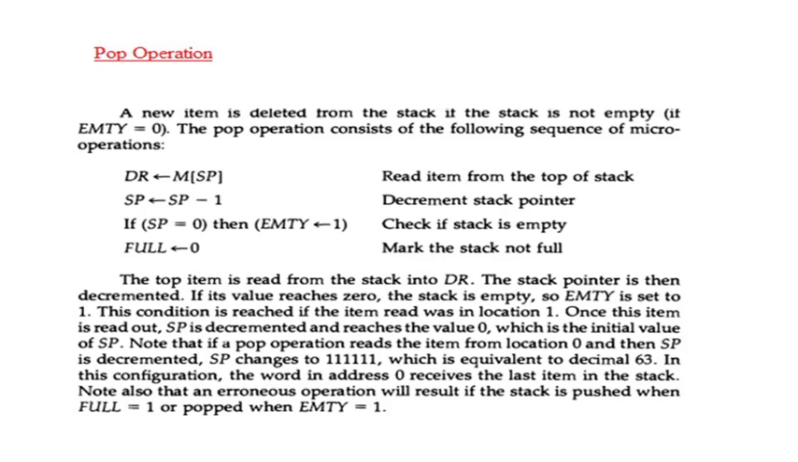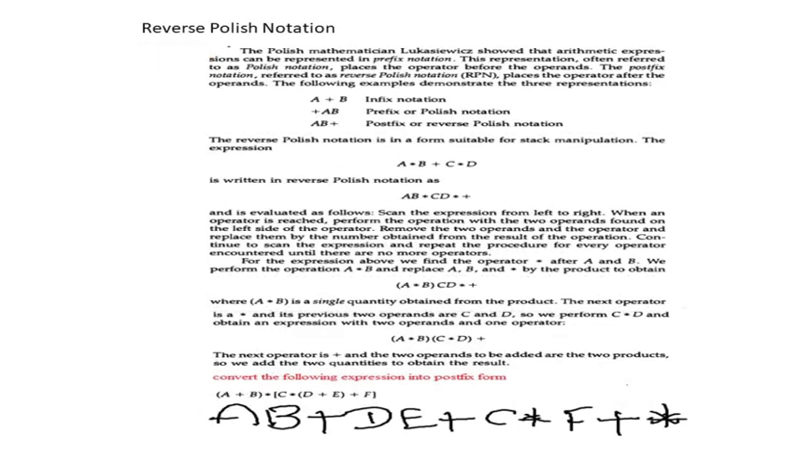Empty is 1, full is 0, which means it is not full. Empty equal to 1 means it is now empty. This is for pop, in the sense that you are making the stack empty. Push means we are making it full.